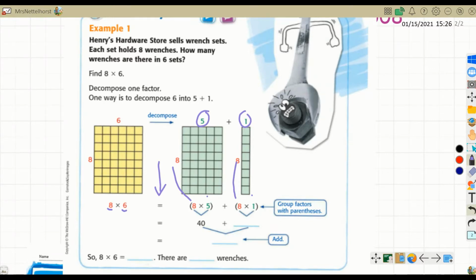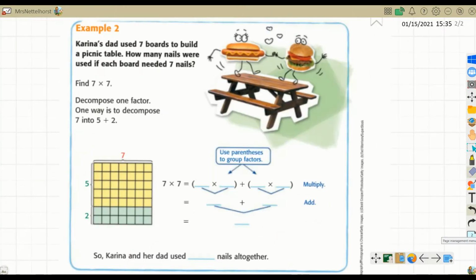Okay, so 8 times 5 is 40. 8 times 1 is 8, and then that's super easy to add together. 40 plus 8, you can hear it when you say it, is 48. So 8 times 6 is the same as 48. There are 48 wrenches altogether. Okay, now we're going on to example 2.